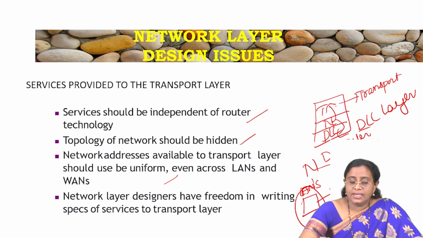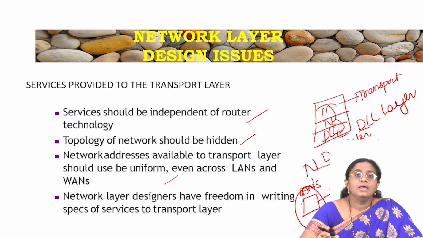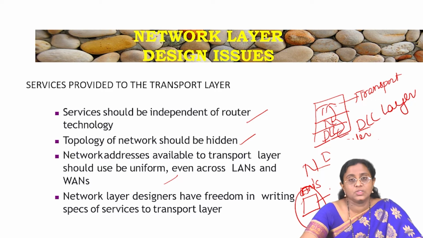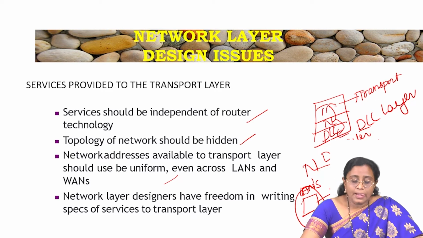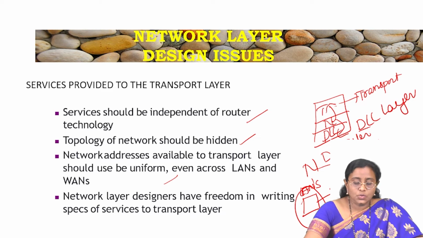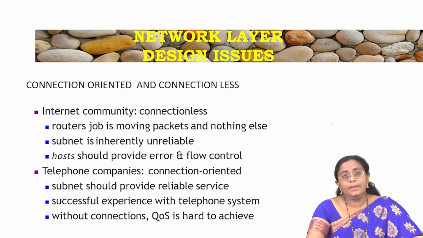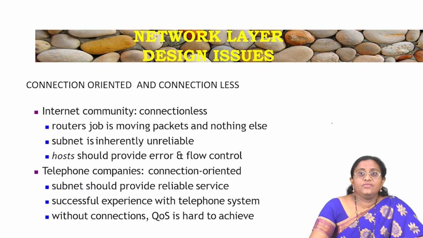If you are considering the network layer only, when the data packet is transmitted from the transport layer to the network layer, it will follow the same type of network addresses, and the LAN and WAN connections should also hold the same network addresses only. That is the point we need to remember. It is one of the third element under the services provided to the transport layer. The last one is that the network layer designers have freedom in writing the specs of services to the transport layer.